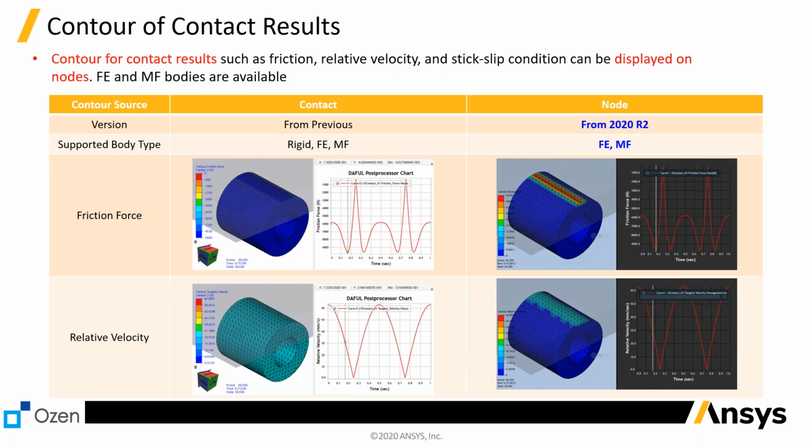Another improvement in ANSYS Motion is the contour plot for the contact results. Now we are able to obtain contour plots for different contact results, like friction, like stick or slipping condition. All of that was not available before. Now it's improved and added to the ANSYS Motion capabilities.